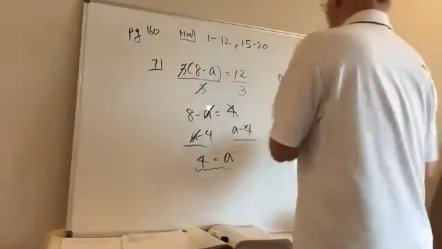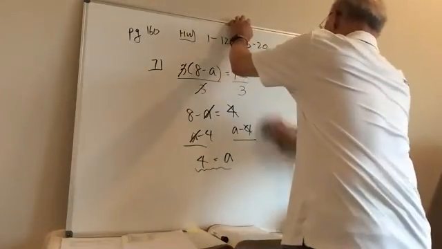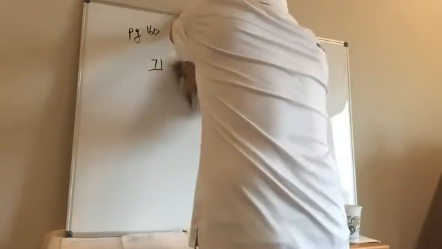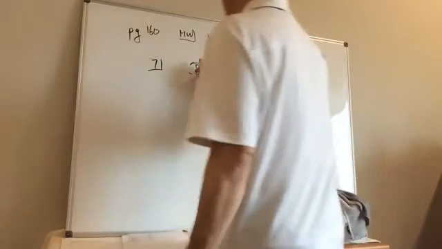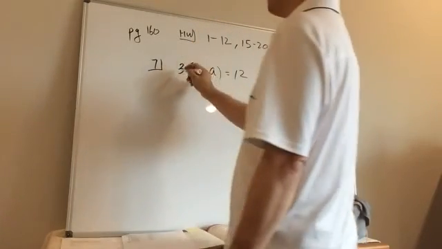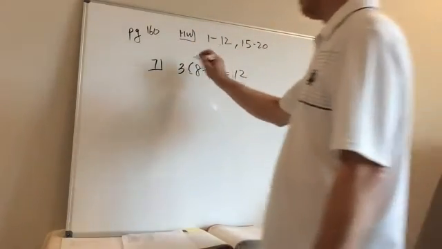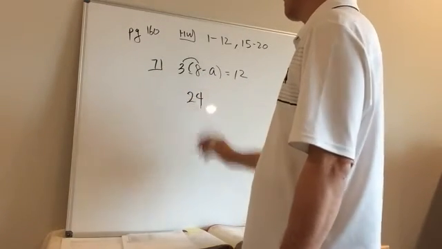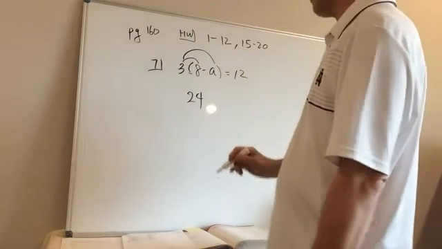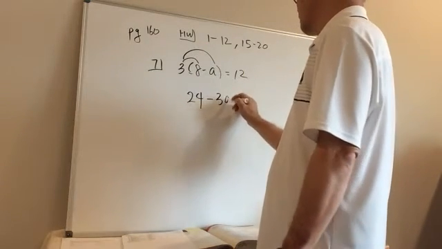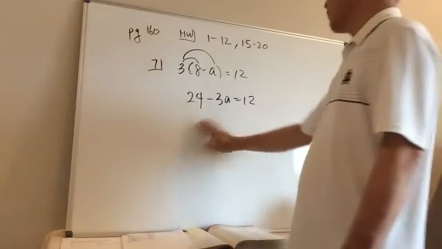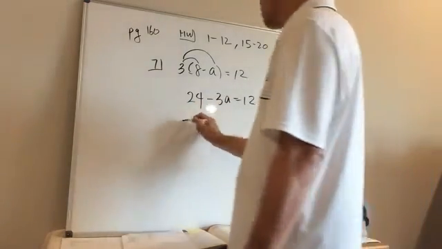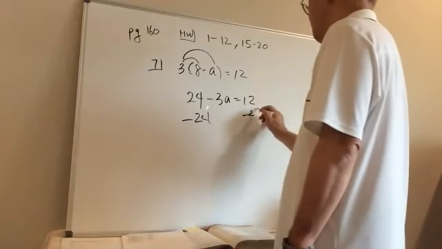Okay, so normally, and I'm not saying normally, but the way that we learned this, let's see if we can do it that way, okay? The way that we actually did this in the book was we would distribute the 3 out. So if we distribute this out, we get 3 times 8, which is 24. And then 3 times minus a will be minus 3a is equal to 12. And again, I want to keep the minus 3a by itself. So I'm going to go ahead and subtract 24 on each side.